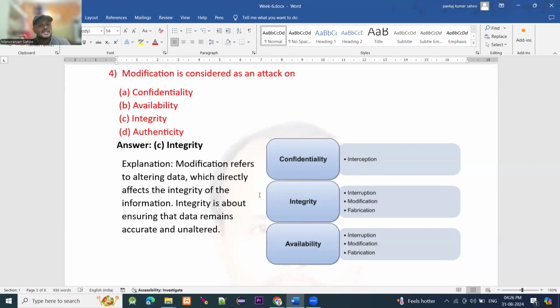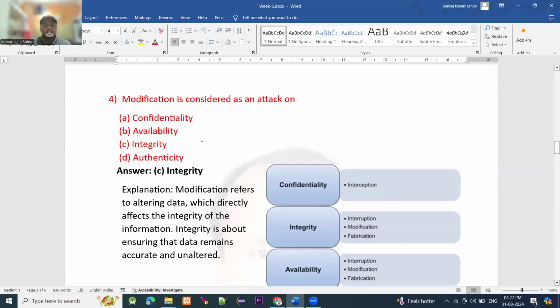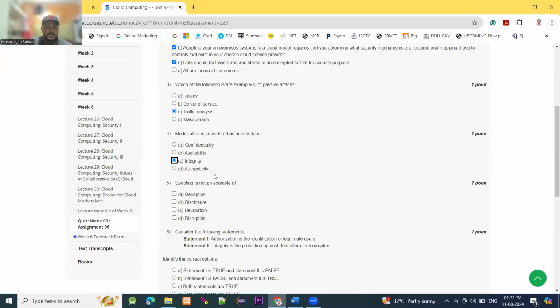What is integrity? Integrity is about ensuring that the data remains accurate and unaltered. Here you can see confidentiality, integrity, and availability in the figure, and what comes under what is clearly mentioned. So modification is considered an attack on integrity. Option C is the right answer.